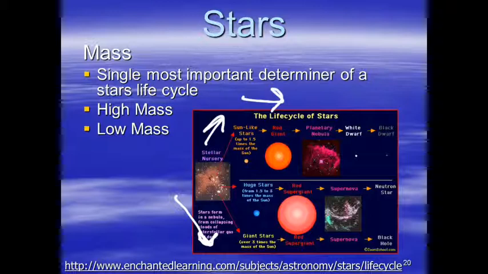Yes? I can't see what's on the bottom. We're on the top line right now. Oh, okay. And then we'll get back to the bottom in just a second. So we have the nebula. Then we have a white dwarf.